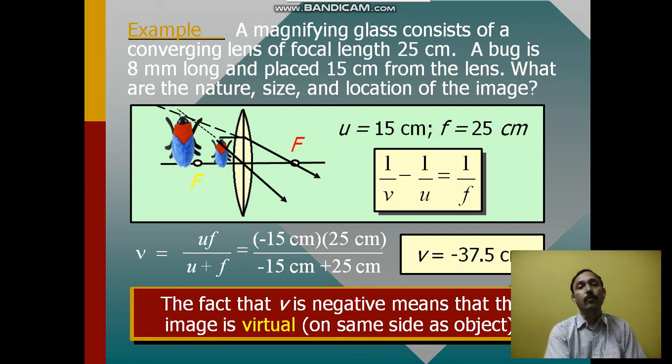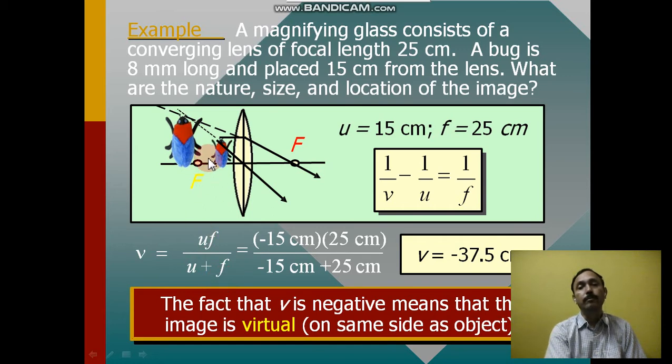Now we know the formula. This is the bug. So we use the formula 1 by V minus 1 by U is equal to 1 by F. The object distance is given. We have to find out the image distance first. So from this formula, V is equal to U into F by U plus F.